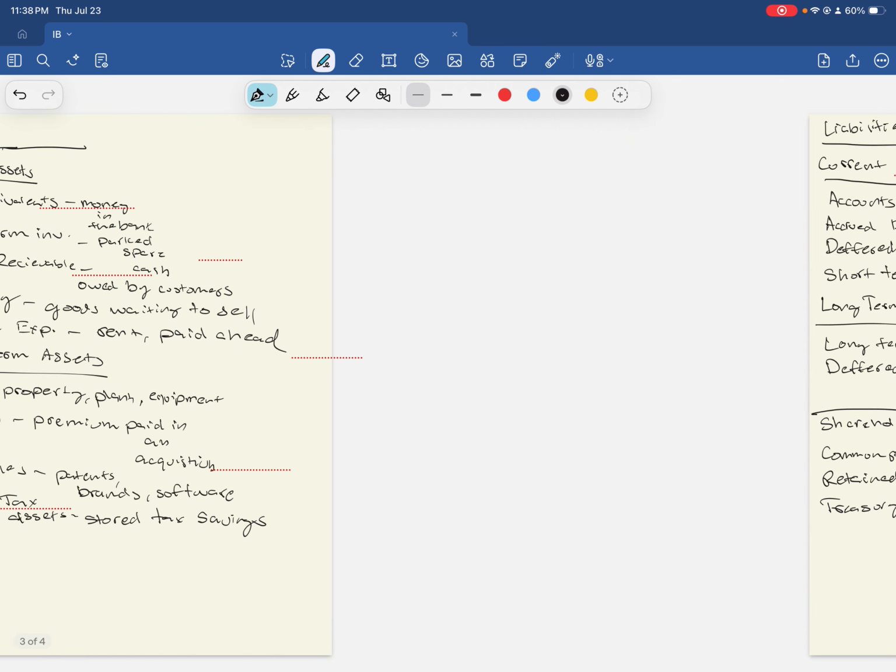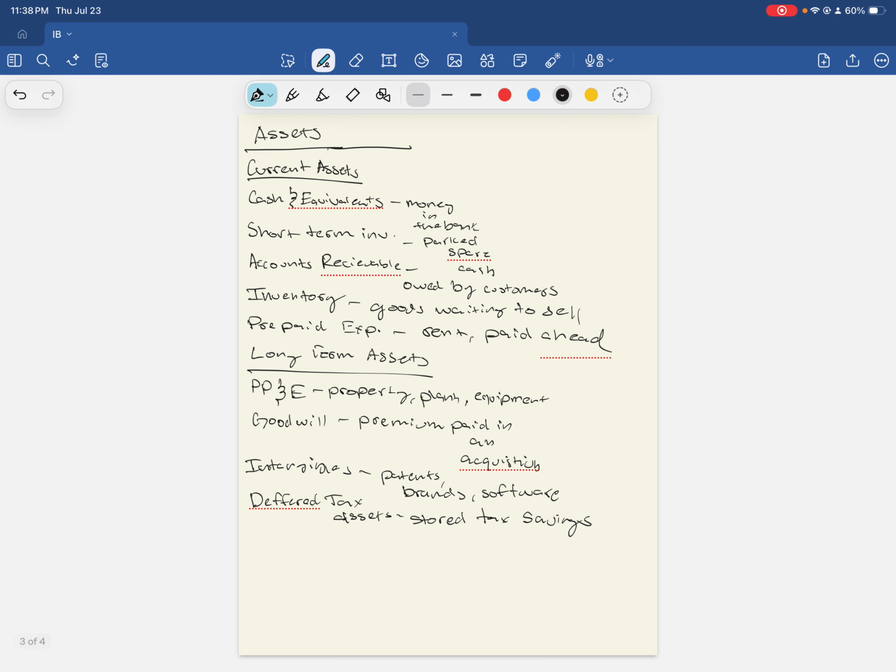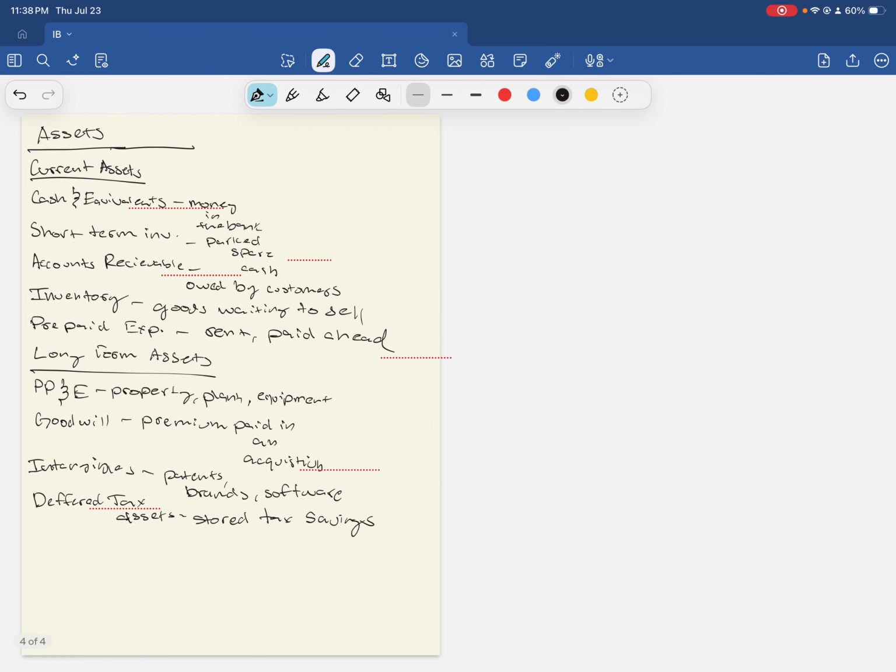So let's go back. We have our assets here. You have your current assets and your long-term assets. Current assets include cash and equivalents, short-term investments, accounts receivable, inventory, prepaid expenses, and then you come down to your long-term assets. You have your PP&E, goodwill, intangibles, and deferred tax assets, right?